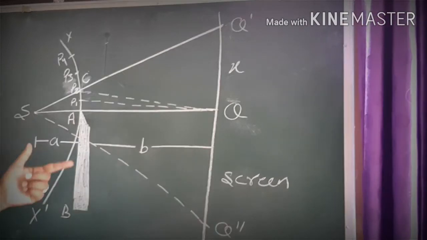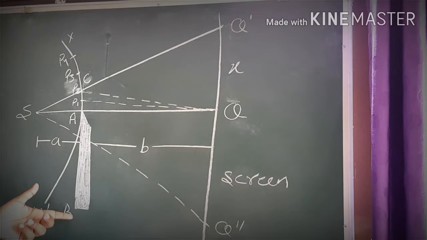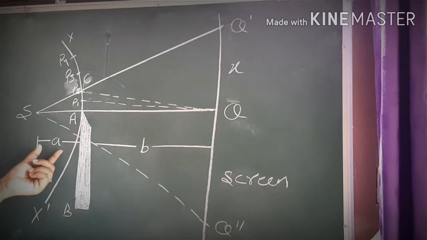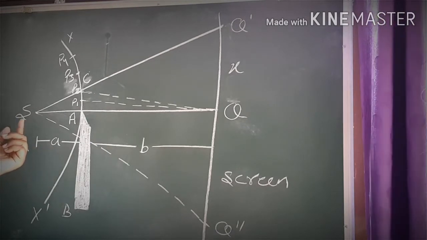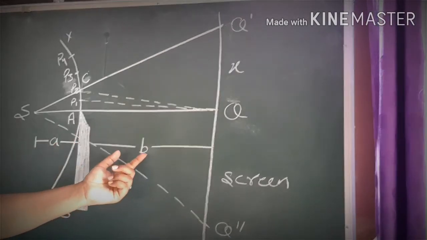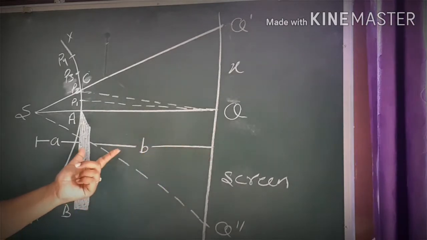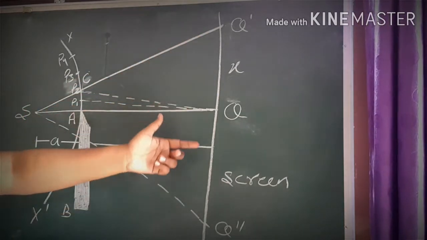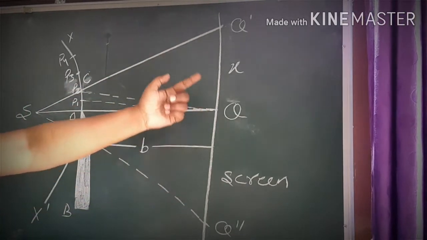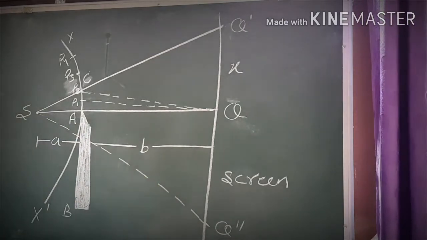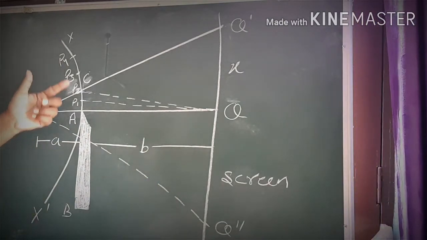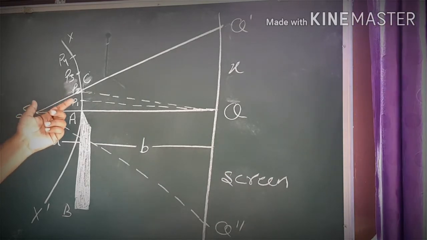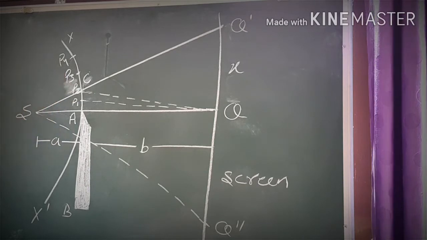Suppose AB is the straight edge or obstacle, and S is the monochromatic source of light. Suppose small a is the distance between the source of light and the obstacle, and small b is the distance between the screen and the obstacle. So this is the screen. We have to find the intensity at points Q, Q dash, and Q double dash. Suppose x dash is the spherical wavefront, which can be divided into fractional half period zones, suppose P1, P2, P3, and so on.